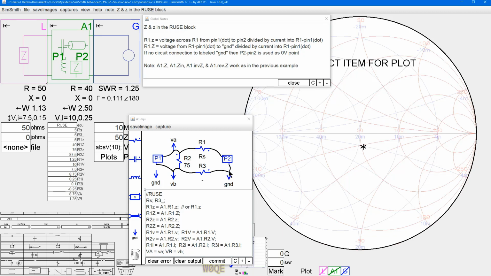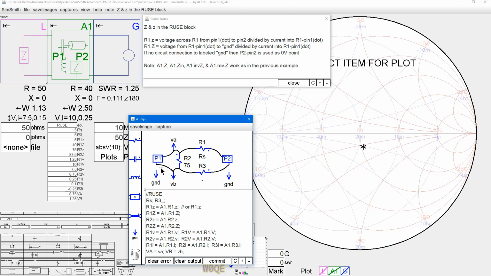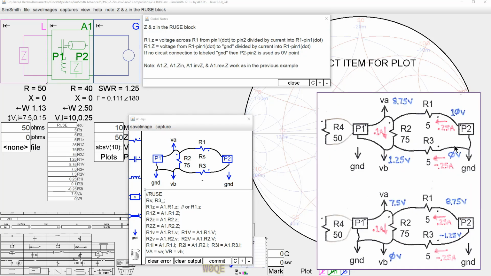Now, if the circuit looked like this, so that there was no reference to ground within the circuit at all, P2.pin2 would be used as the ground reference if there's no connection. However, if I made a connection here, then this would be the ground reference, and we would look at the voltage from here to here divided by the current flowing into here for R1.Z. Here's a drawing that shows this a little bit better.